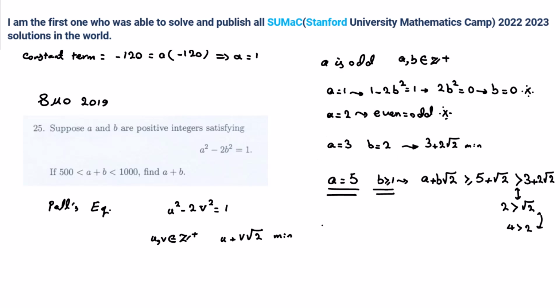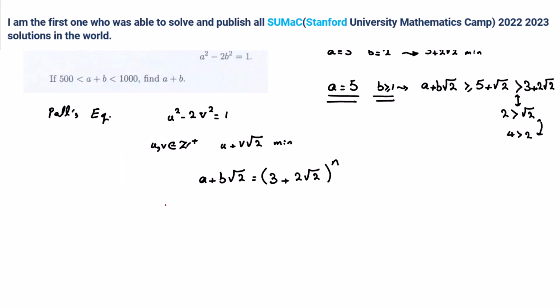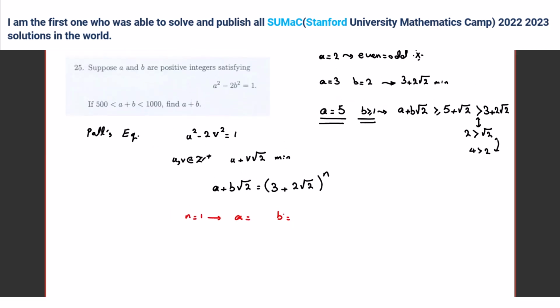So now do you agree this one is the minimum one? Yeah, this one. Okay, and if you want to find the general answer, you can say, okay, a plus b root 2 is equal to 3 plus 2 root 2 to the power of n. Okay, so let's check. If n is 1, a and b are what? a is 3, b is 2. Yes, it is our first answer.